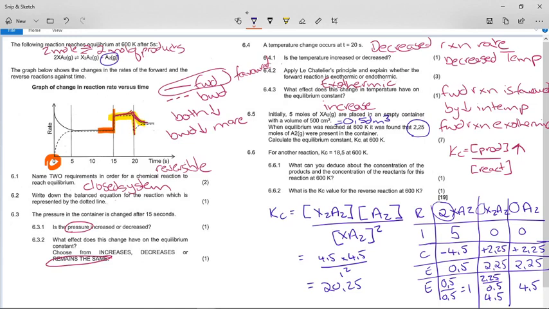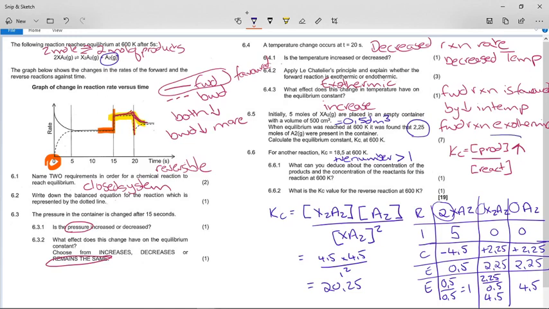Now it says for another reaction, Kc is 18.5 at 600 Kelvin. Can you see this is a positive number, and it's larger than a fraction? So it's a positive number that is greater than 1. If it's greater than 1, the forward reaction has to be favored.